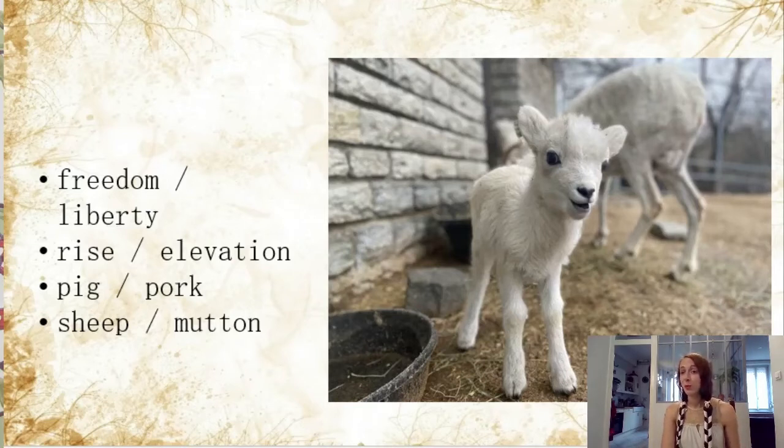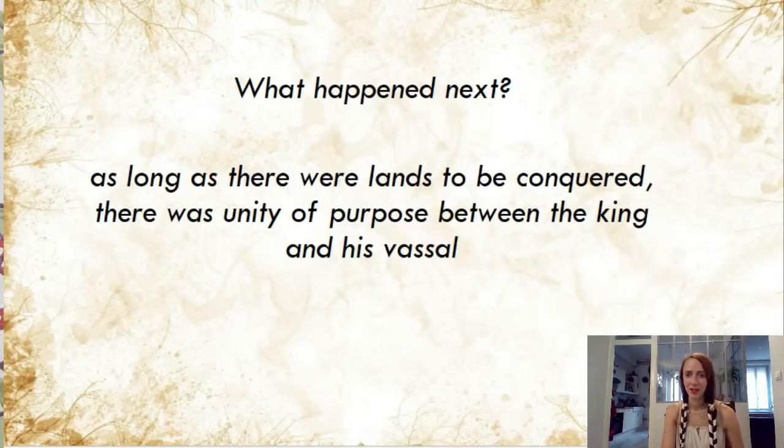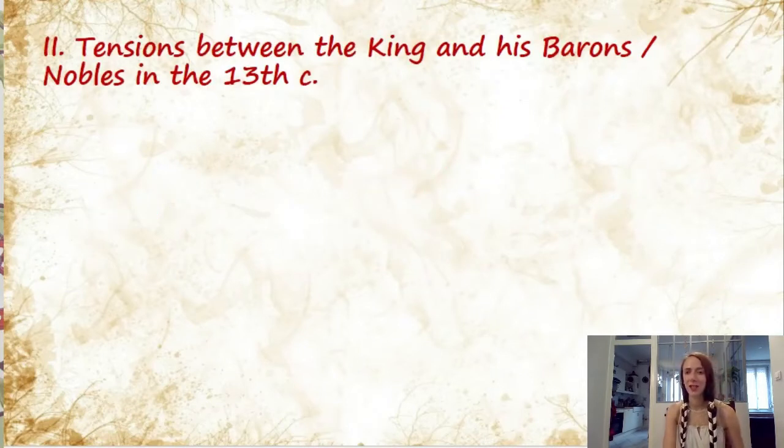Now, perhaps what you're wondering at this point is, what happens next? As long as there were lands to be conquered, there was unity of purpose between the king and his vassals. So what happened next is unity of purpose as long as there are lands to be conquered. But tensions are coming. Tensions between the king and his barons.